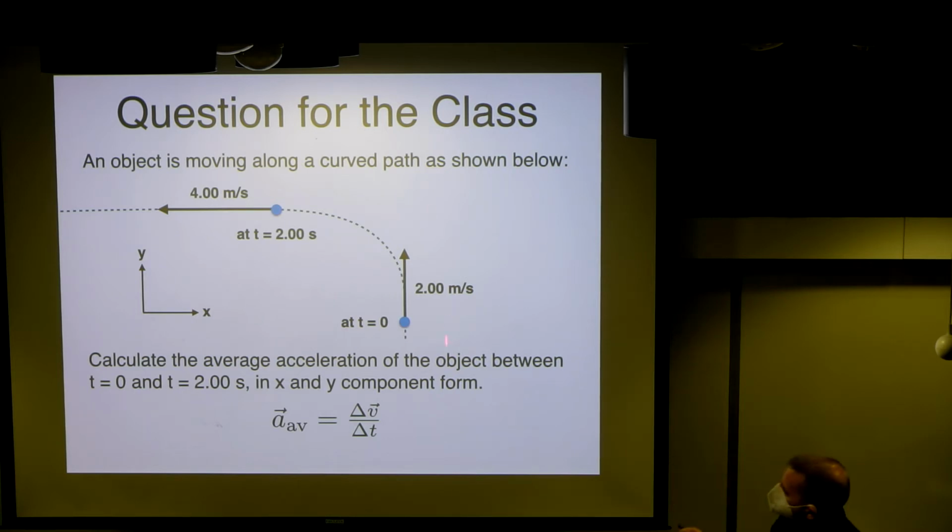What I want you to do is to calculate the average acceleration of this object, and it's a vector, so you can express it in x, y component form. Basically you're going to find out what is delta v for this object and divide it by delta t. Again, keep in mind, this is a vector, it's going to have x and y components. Try it out, see what you get.